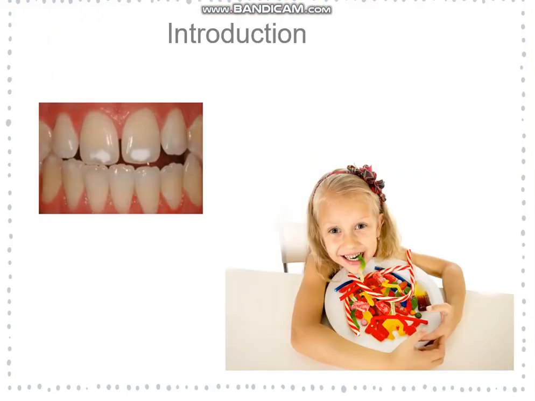To begin with, what is a white lesion? A lesion is a white spot that appears on the surface of the teeth. It can be seen by the naked eye on the anterior teeth or the posterior teeth. Over the last decade, it has been noted that there's an increasing incidence of white marks on erupting teeth.